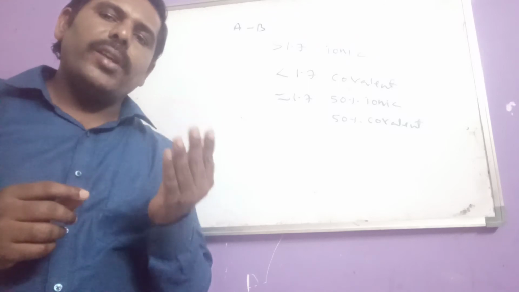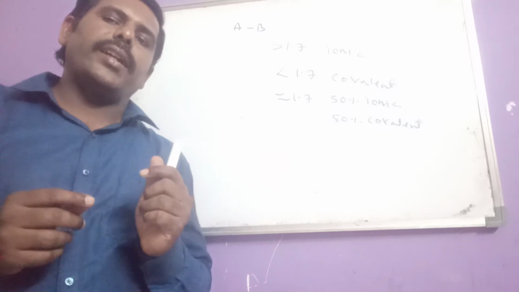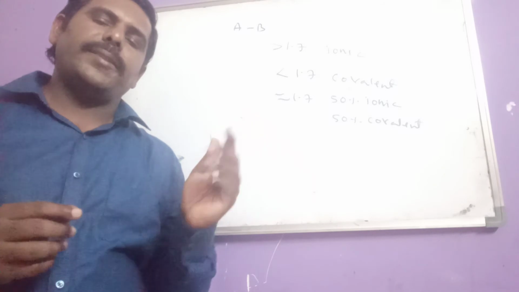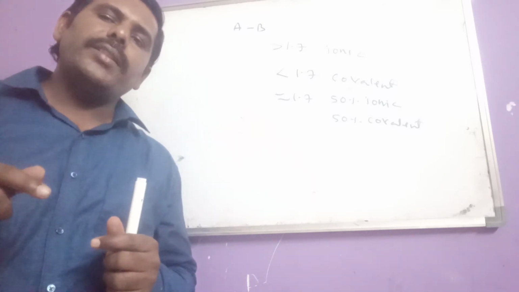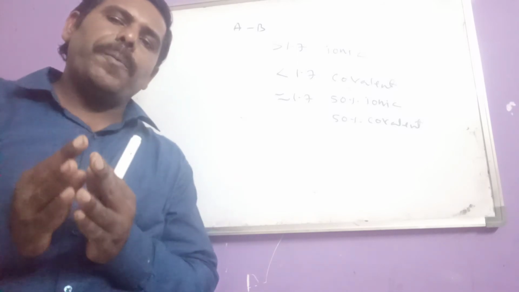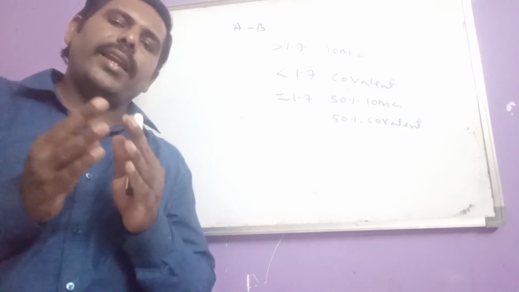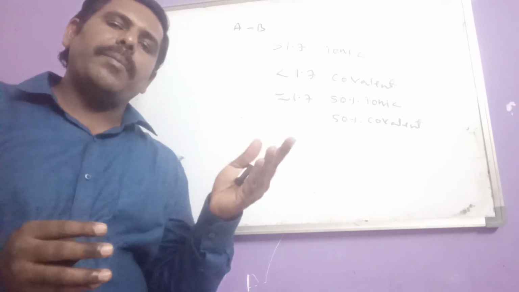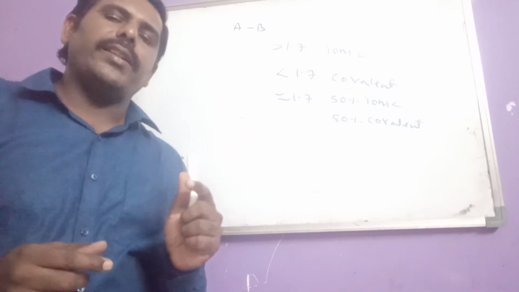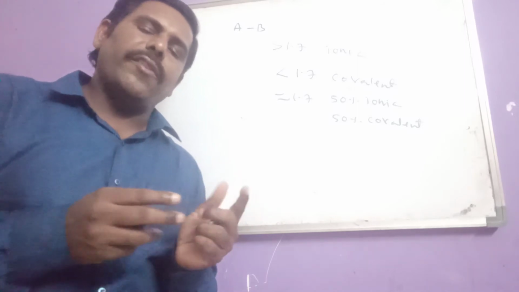Another application is that electronegativity stands for non-metallic nature. That means as electronegativity increases, non-metallic nature also increases. And as electropositivity increases, metallic nature increases, because electropositivity corresponds to metallic nature and electronegativity corresponds to non-metallic nature. So based on electropositivity and electronegativity, we can go for the variation of metallic nature and non-metallic nature also.